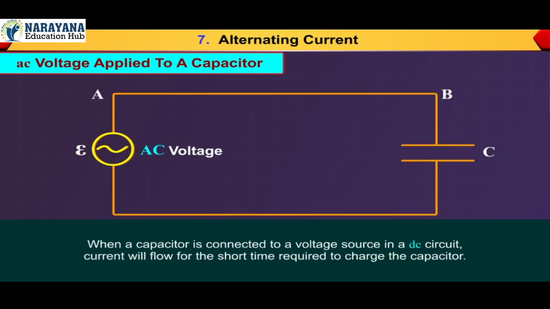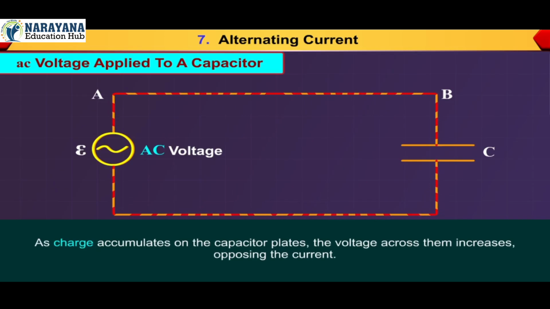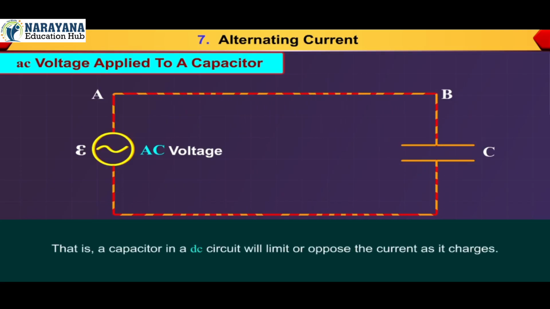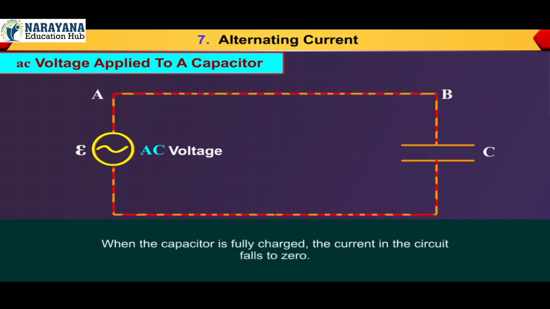When a capacitor is connected to a voltage source in a DC circuit, current will flow for the short time required to charge the capacitor. As charge accumulates on the capacitor plates, the voltage across them increases, opposing the current. That is, a capacitor in a DC circuit will limit or oppose the current as it charges. When the capacitor is fully charged, the current in the circuit falls to zero.